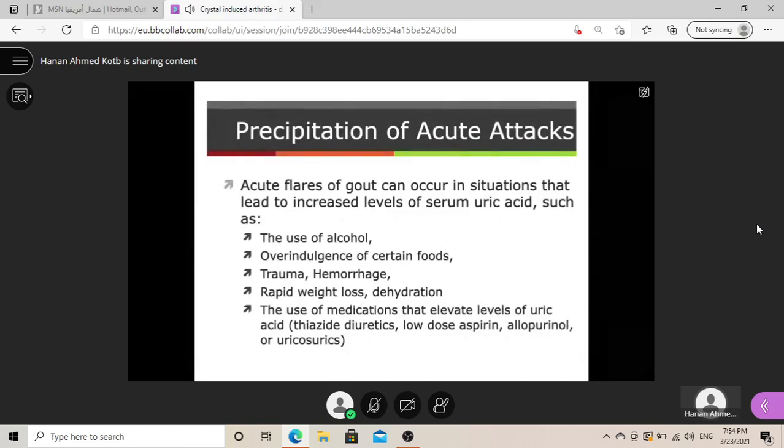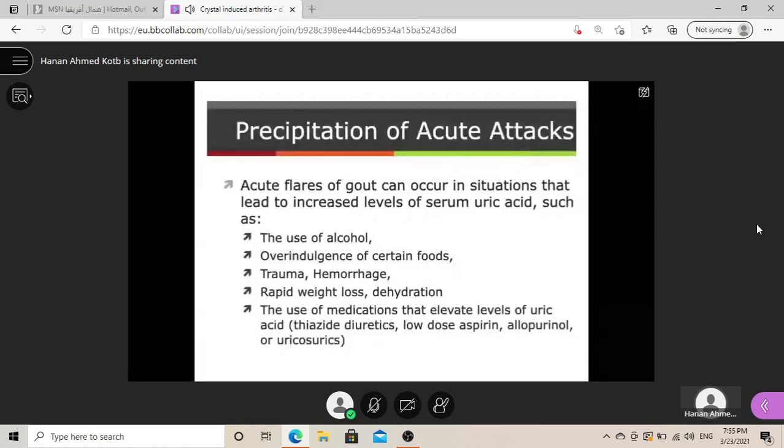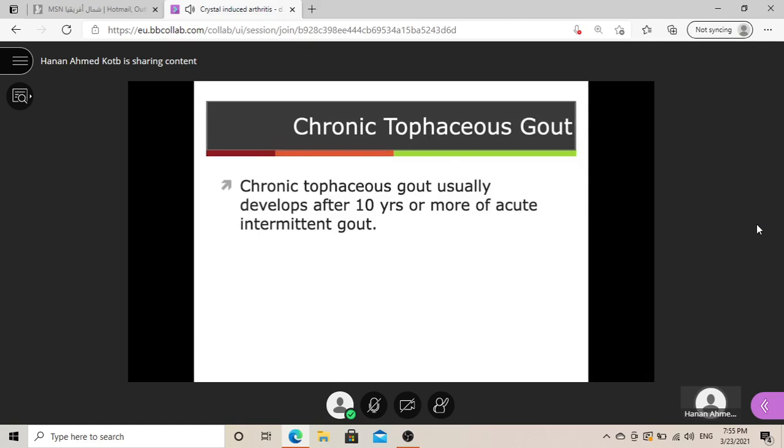برضو other acute flares may be precipitated with trauma، وبتكلم على fractured bones ومultiple fractured bones. Okay. Hemorrhage، rapid weight loss اللي هي بالcrash diets أو dehydration، and the use of certain medications that elevate levels of uric acid. احنا اتفقنا thiazide diuretics are one of them. Low dose aspirin وهشرحها بعدين. والالوبيورينول مع انه treatment of hyperuricemia بس برضو هشرح لكم ليه أو ازاي يقدر يعمل precipitation of acute attacks، أو urocuzorix اللي هي برضو used in treatment of hyperuricemia.